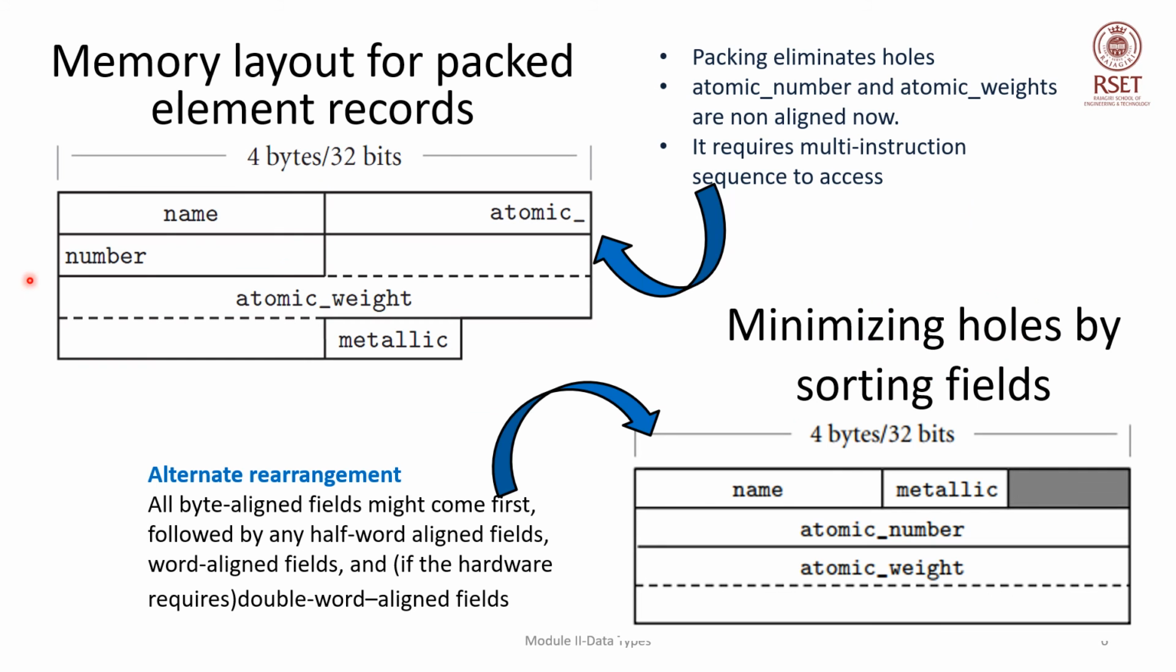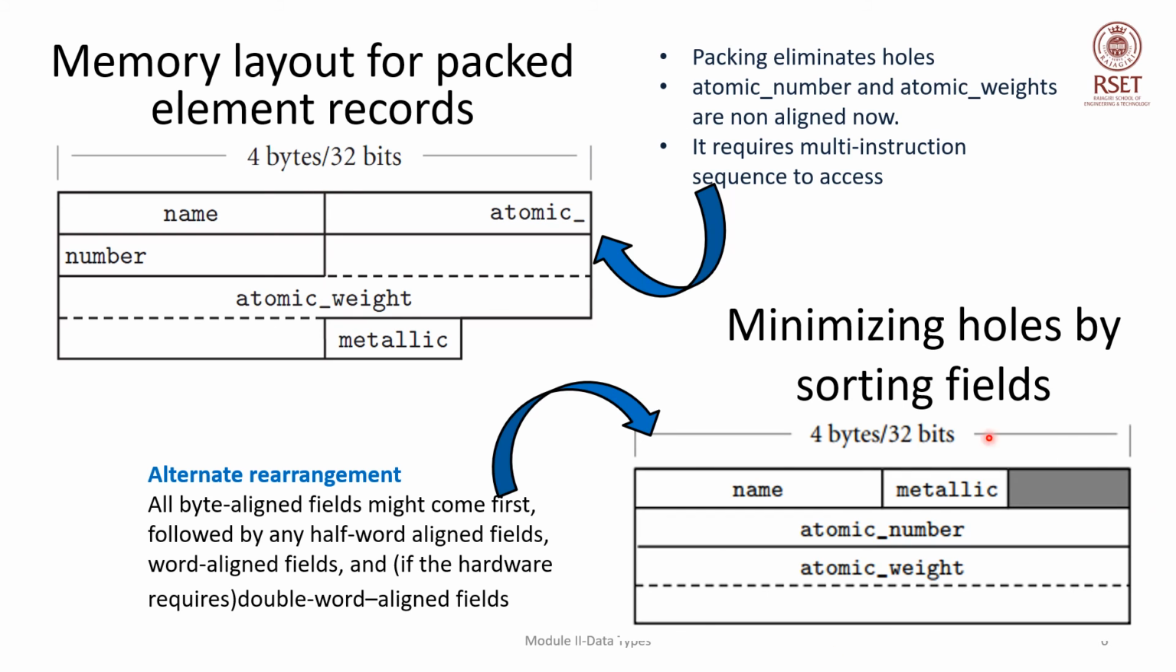How do we manage holes or the unused space that we have seen in the previous diagram? The memory layout can be packed together so that the holes are completely avoided. That will give you an arrangement like this. The problem is with accessing. The first word contains name as a whole and half of atomic number. And atomic weight starts at the middle of the second word and ends at the middle of the fourth word. So it is very difficult for accessing, but it avoids holes as such.